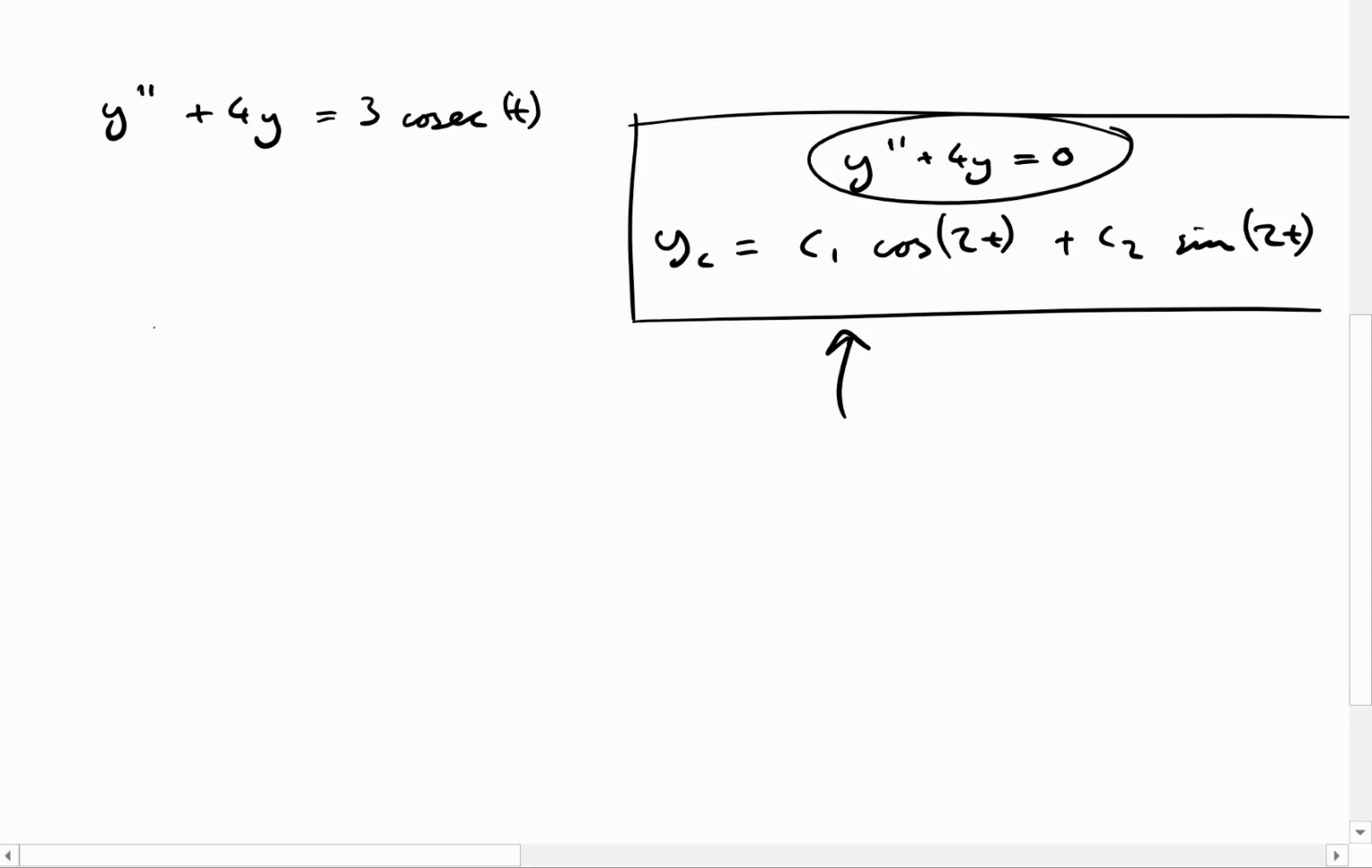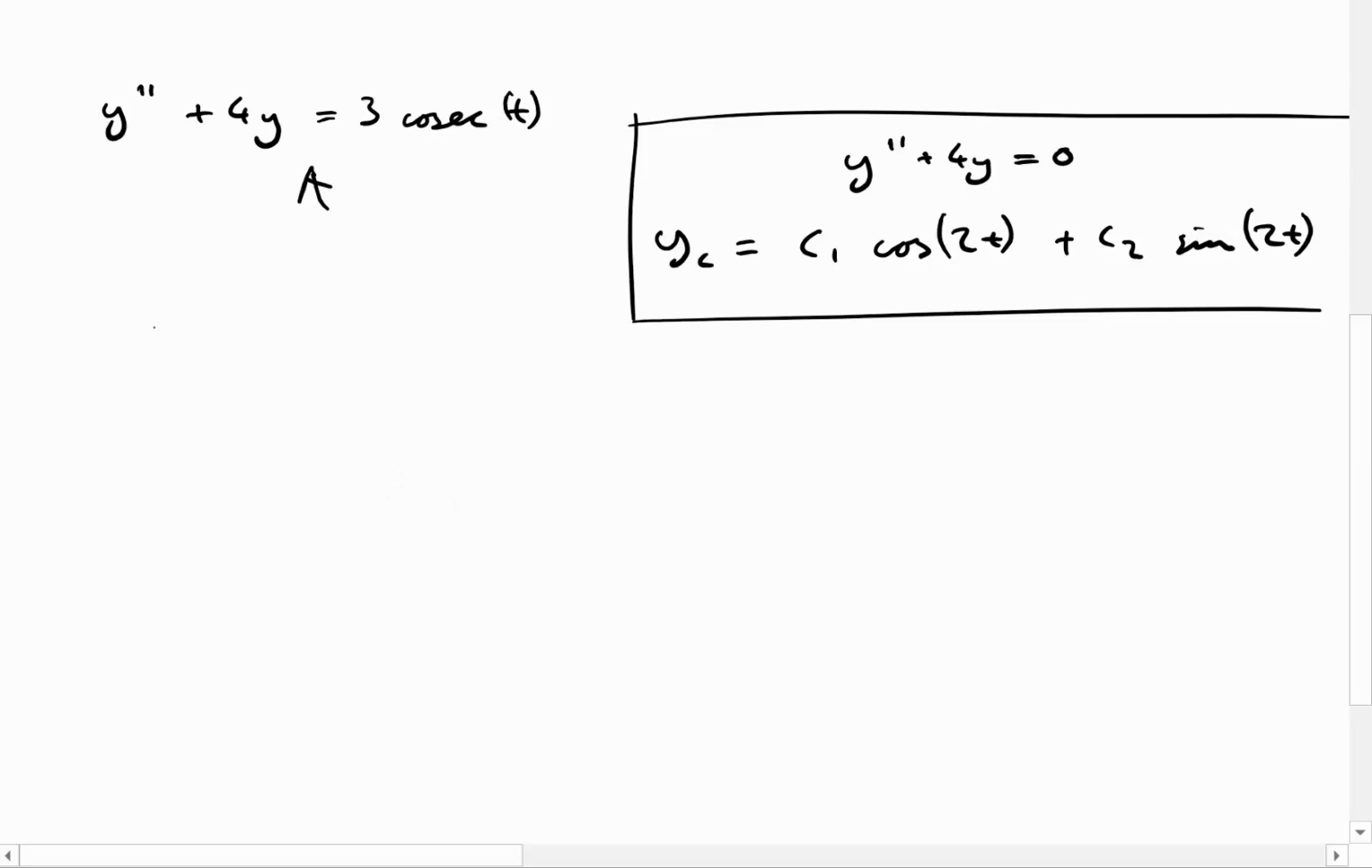So in other words, the complementary solution is the solution to the homogeneous part. We just consider the right-hand side as 0, and we found it was this thing: C1 cos 2t plus C2 sin 2t. Okay, so now what we want to try and do is find a solution to this thing.